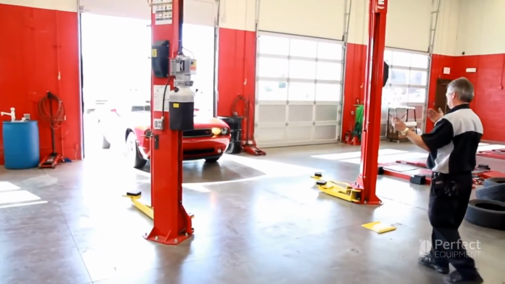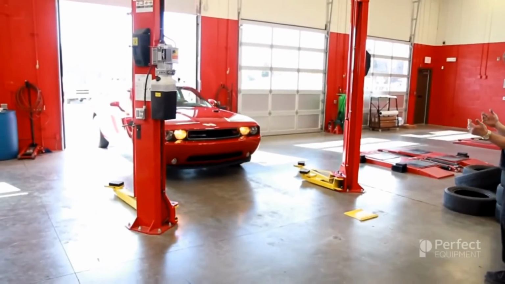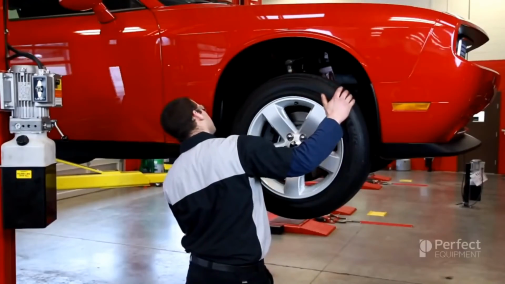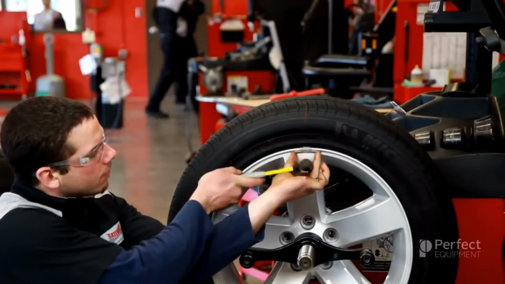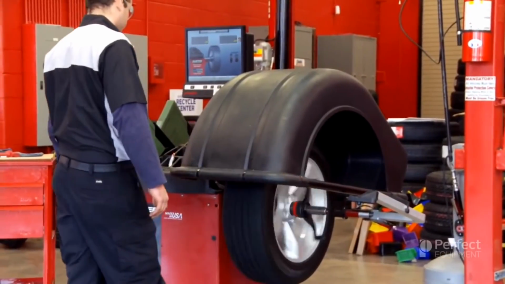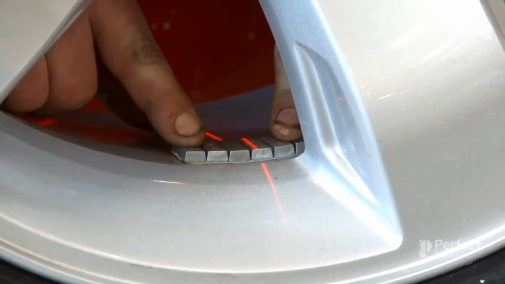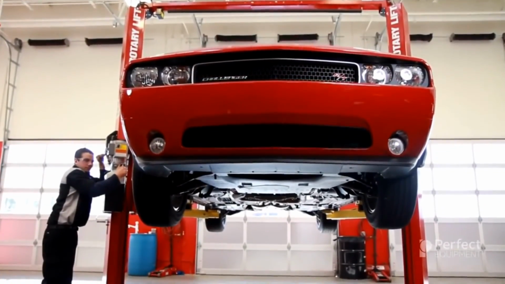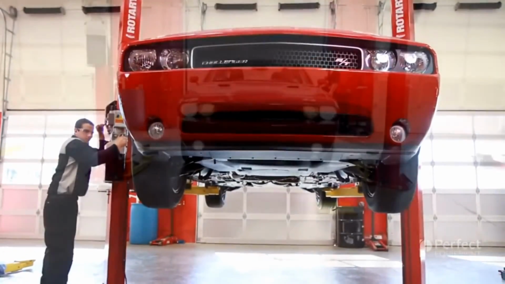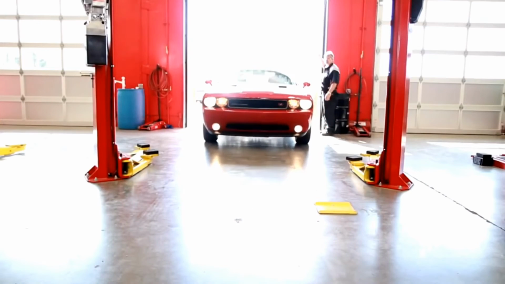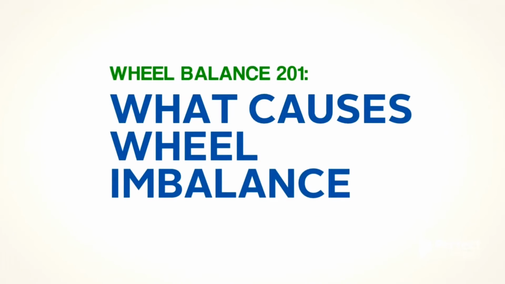Once the vehicle has been brought into the shop for service, it is important for the technicians to inspect and rebalance each wheel assembly on the vehicle. Once all of the wheel assemblies have been perfectly balanced and any other imbalance issues have been corrected, the vehicle can be returned to the customer for safe and comfortable driving. This concludes Wheel Balance 201.